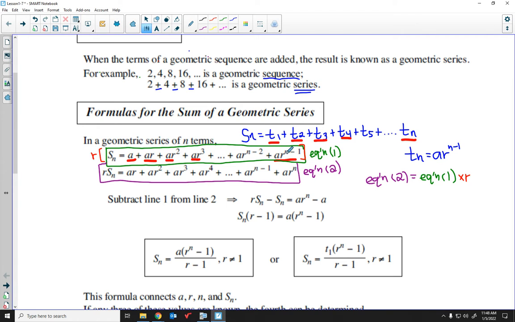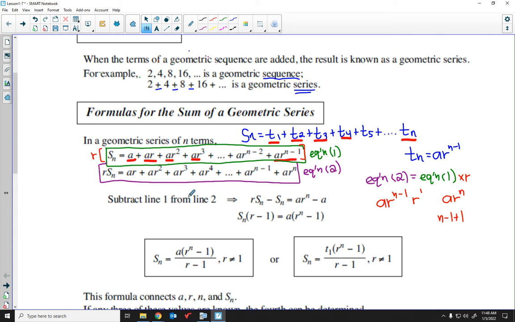And then this one right here, I'm not going to even show this. If you have ar to the power of n minus 1, and you were to multiply that by r, this r would have an exponent of 1. So to combine these common bases, you can just add the exponents. And if you add the exponents together, it would be n minus 1 plus 1. These two 1s would cancel off, and you'd just be left with ar to the power of n.